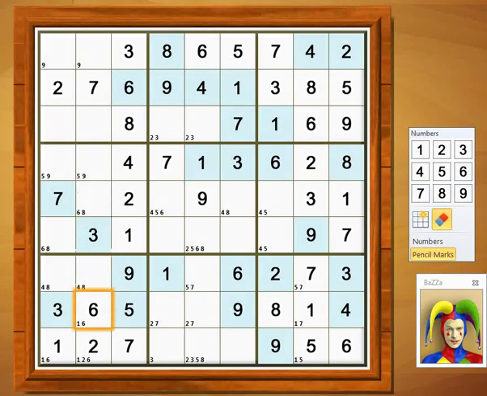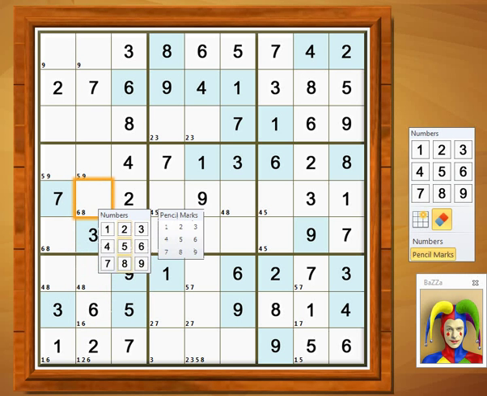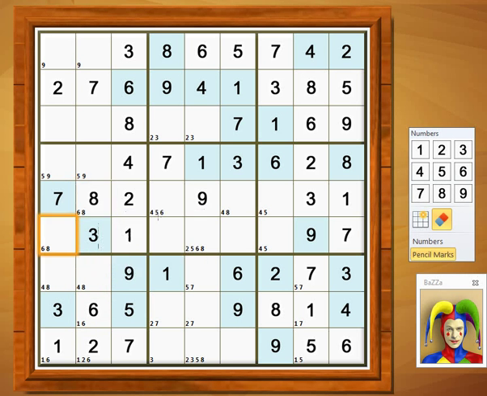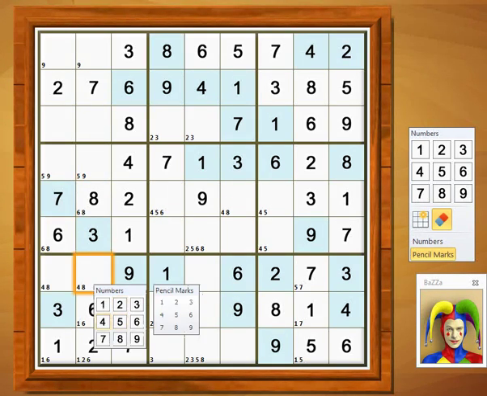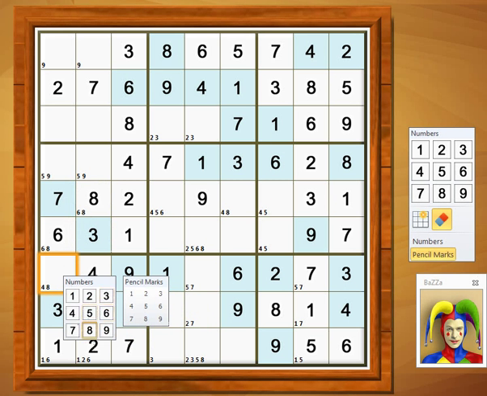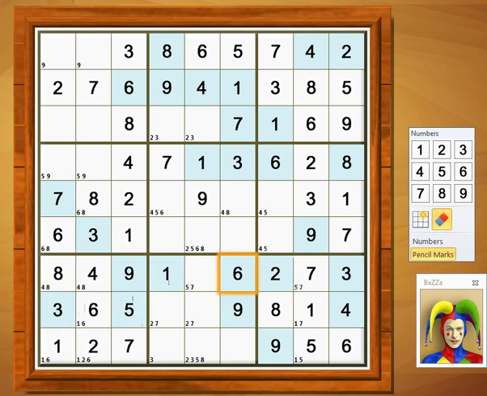If we look up here, the 6, we've got 6 and 8. So that's going to be the 8. And this is going to be the 6. This 8 takes out this, so this is going to be the 4. And this will be the 8. 5 and 7. So that's the 5. Okay, so we'll just tidy this up a little bit, take out the pencil marks.